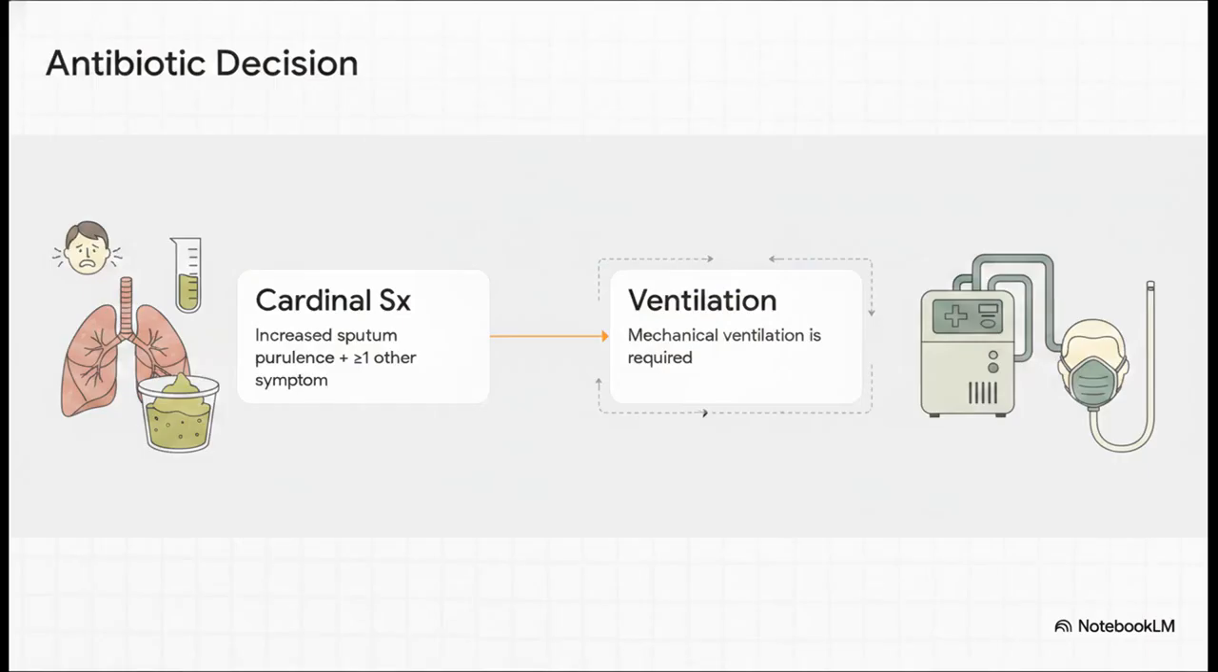The decision logic for prescribing antibiotics during a COPD exacerbation is very specific. You only give antibiotics when increased sputum purulence is present alongside at least one other cardinal symptom, so either increased dyspnea or increased sputum volume. The only other absolute indication for antibiotics is if the patient requires mechanical ventilation, whether that's non-invasive or invasive.